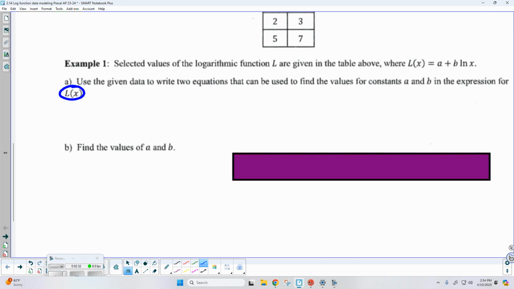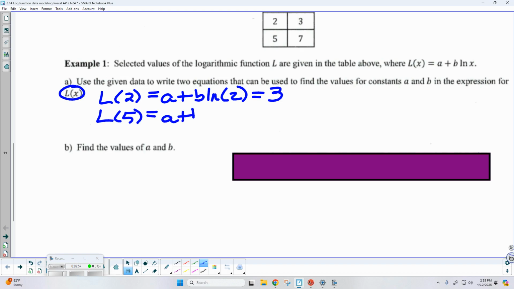Now, we did this previously with exponential, and just like then, we're going to go ahead and incorporate this function notation. So my first x value is 2, so I'm going to say L of 2 equals. Now I'm going to go to my general form. We have a plus b times the natural log of 2, and if I input a 2, that output is a 3. Okay, so there's my first equation. The second one would be L of 5. So this is a plus b times the natural log of 5, and that's going to output a 7. In fact, you're going to have an FRQ that starts off very similar to this, but we have a little bit more to talk about that later.